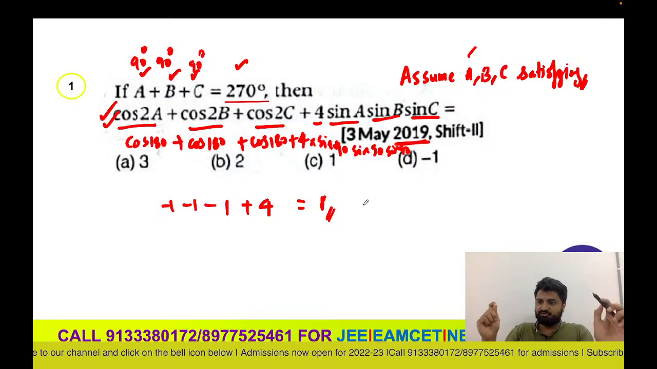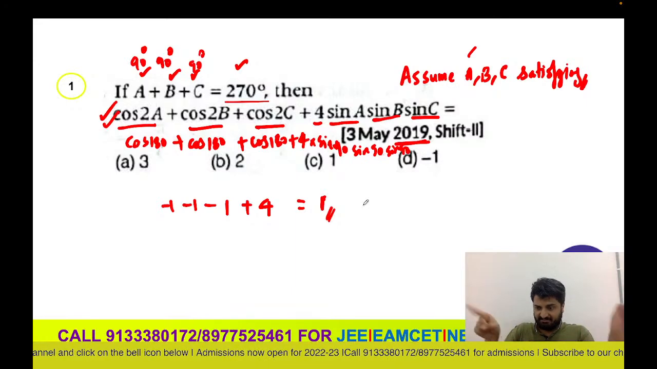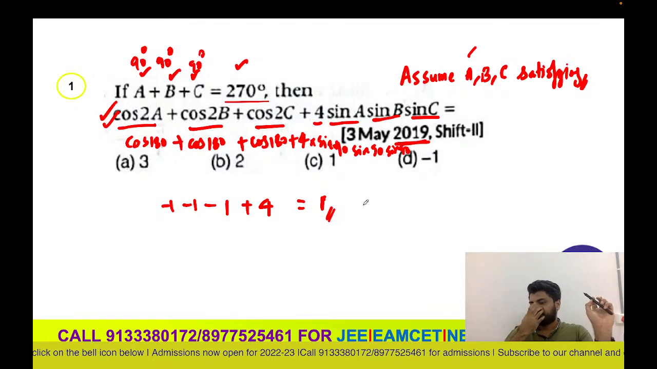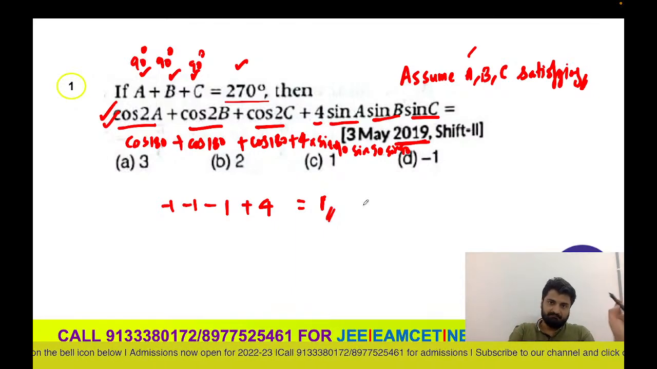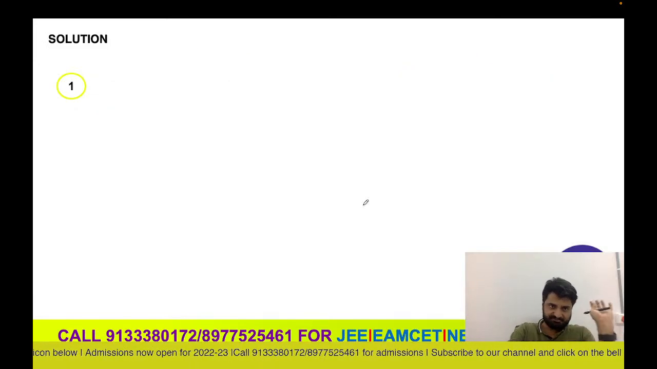Assume A, B, C values, substitute in the condition such that the condition is satisfied, substitute in the question, verify options. This is that simple. So the 2019 EAMCET question, we could solve it in a couple of minutes.